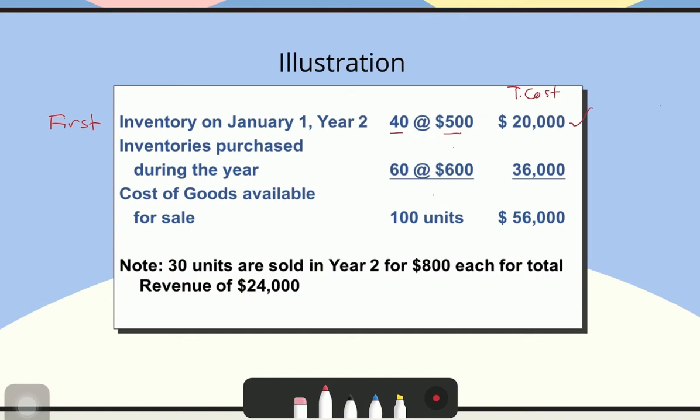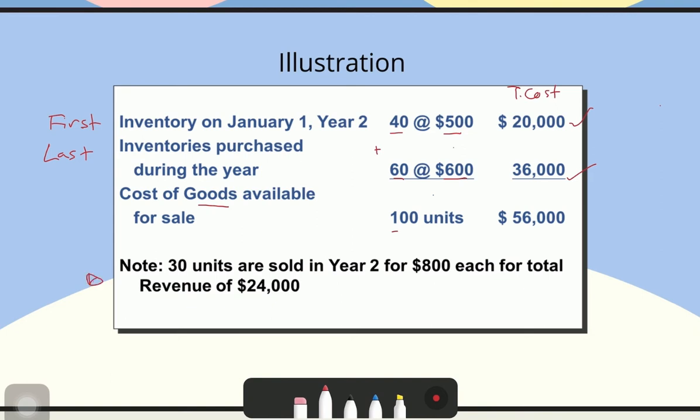Next, the inventory purchased during the year, 60. We can assume this one is the last purchase. So last purchase 60 units. Now harga dah naik jadi $600. So it cost the company 36,000 in inventory. Altogether, cost of goods available for sale is 40 plus 60, so 100 units, and the total costs are 20 plus 36, 56,000.